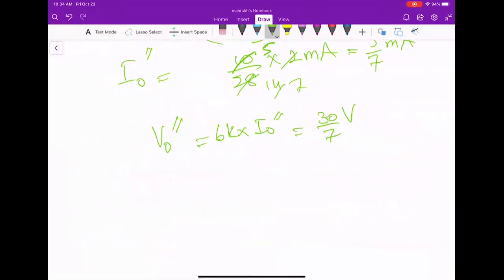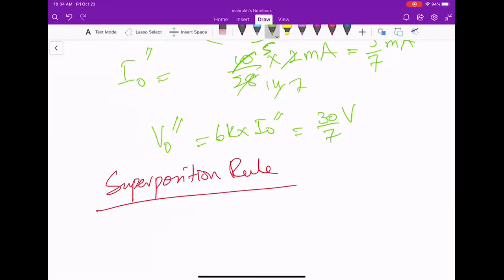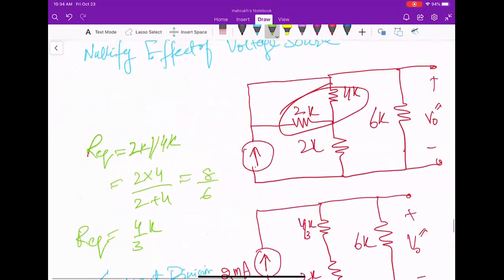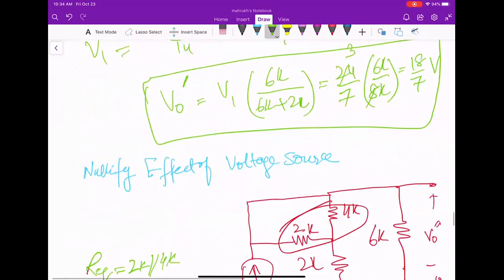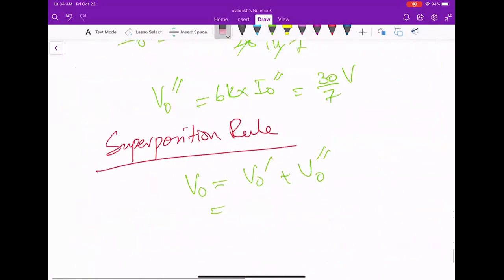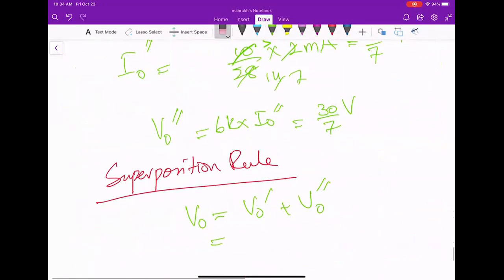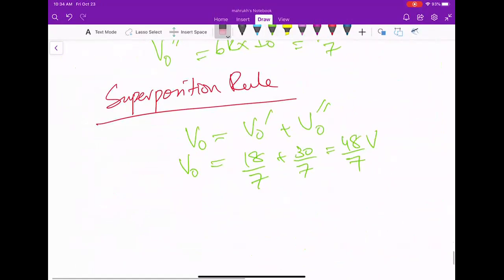Now, by using the rule of superposition, I will say that V naught is equal to V naught dash plus V naught double dash, which is equal to 18 by 7 plus 30 by 7, which will make it 48 by 7 volts. So that is the V naught I have, okay?